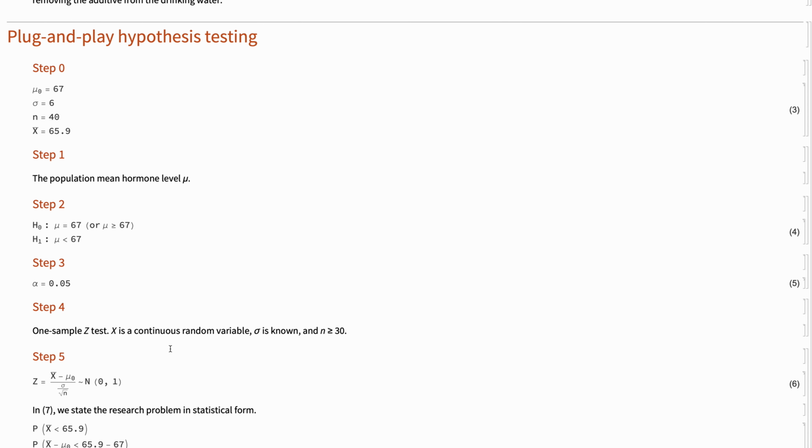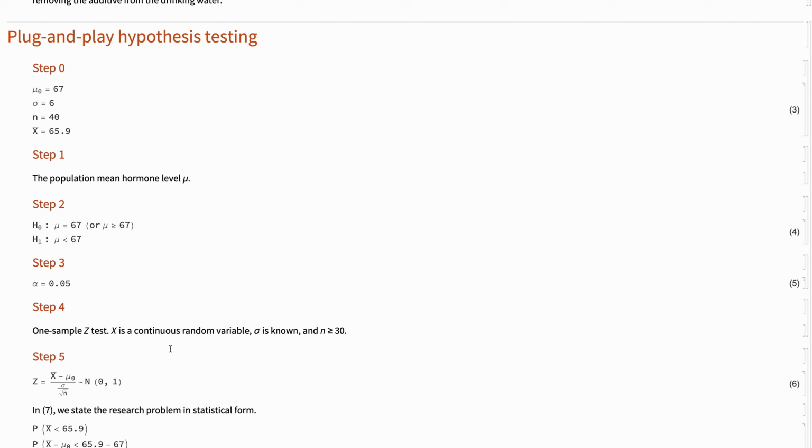I was told that there are 40 subjects, and from this one single study, the mean turned out to be 65.9. So in step 1, I'm always thinking about what I am interested in here. I'm interested in population parameters. I'm not interested in statistics. I'm interested in population parameters.